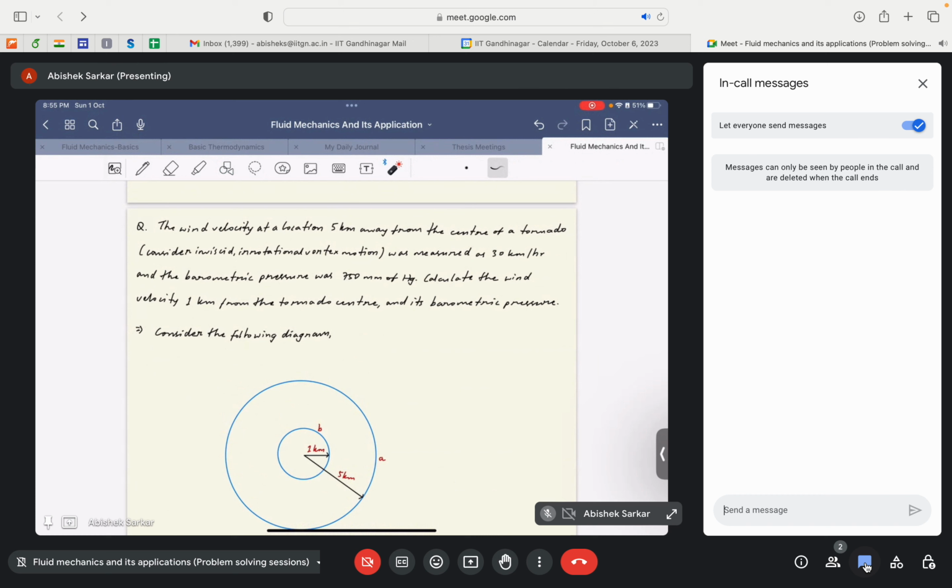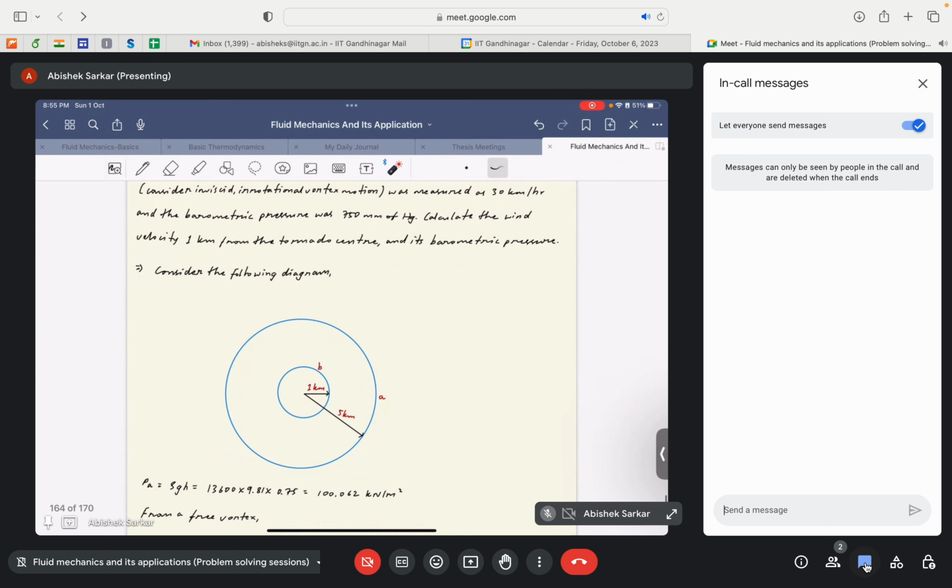But here it is told that we need to consider the tornado to be inviscid and irrotational throughout its radius. So we can consider the entire tornado to be in inviscid, irrotational vortex motion. There is one important point to know, so that's why I mentioned it. Okay, so all the parameters are given.